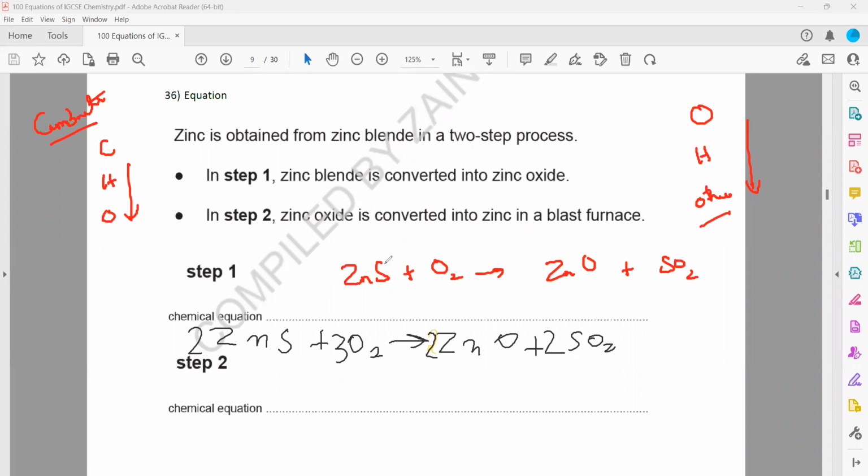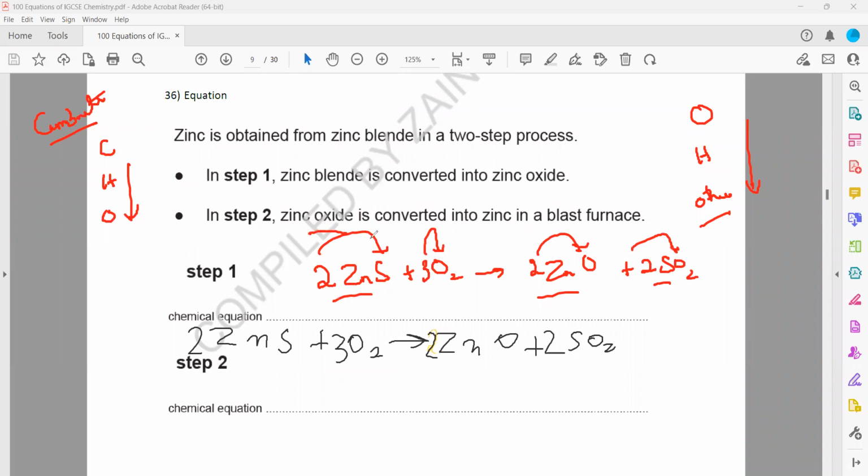So 2 zinc sulfide reacted with 3 oxygen molecules form 2 zinc oxide and 2 sulfur dioxide. So oxygen is balanced at 6: here 2 and 4, 6 oxygen is balanced. Zinc is 2, zinc 2, balanced. Sulfur 2 is also balanced. So this equation is balanced.